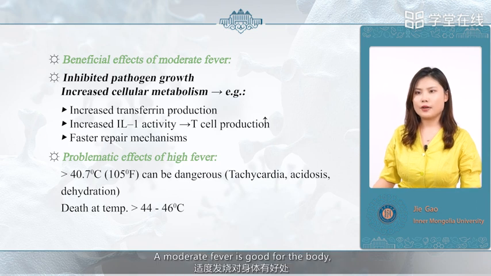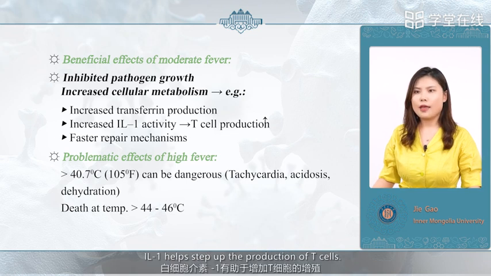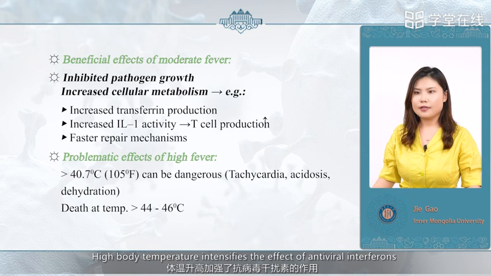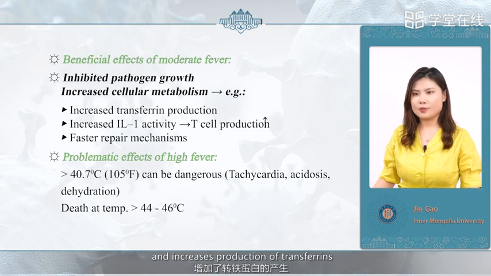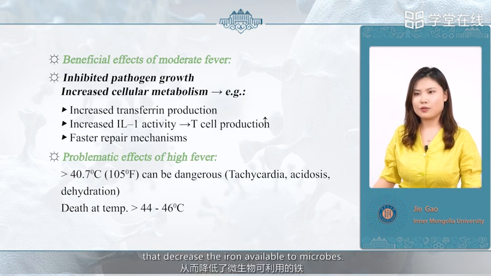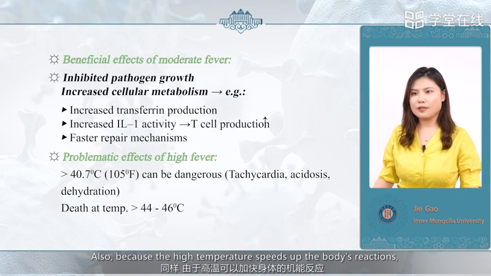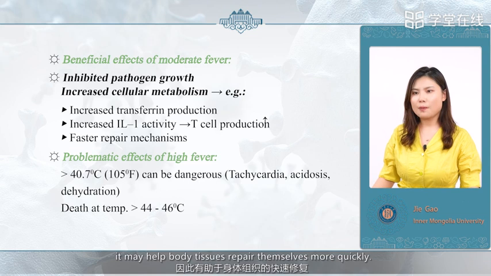A moderate fever is good for the body. It can inhibit pathogen growth and increase cellular metabolism. IL-1 helps set up the production of T cells. High body temperature intensifies the effect of antiviral interferons and increases production of transferrins that decrease the iron available to microbes. Also, because the high temperature speeds up the body's reactions, it may help body tissue repair themselves more quickly.